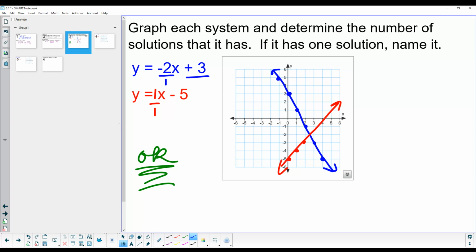Okay, so let's review what happened here. Negative 2x plus 3 was this line. We started at 3. We went down 2, right 1, down 2, right 1, down 2, right 1, and so on. And then when we graphed our second line, we were at negative 5. We went up 1, right 1, over and over again until we could see what was happening.